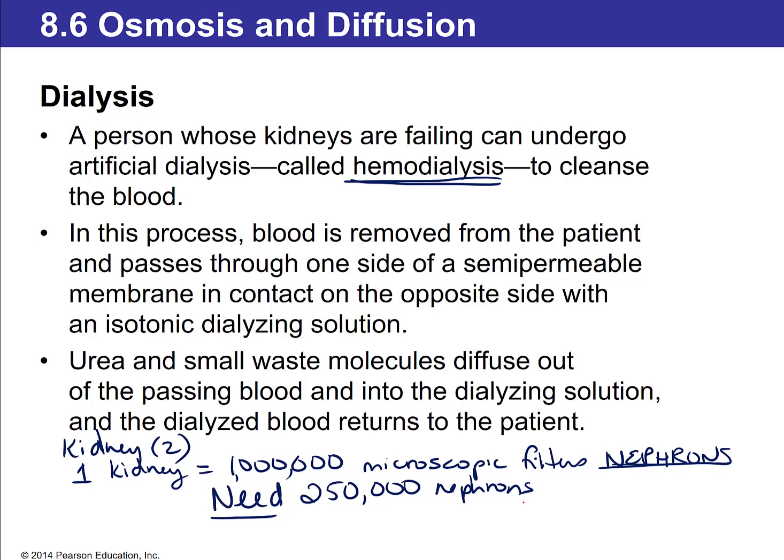When you start dropping below that, then you're in renal insufficiency. It just means that your kidneys can't filter it out fast enough. And so then you start to see waste products build up.